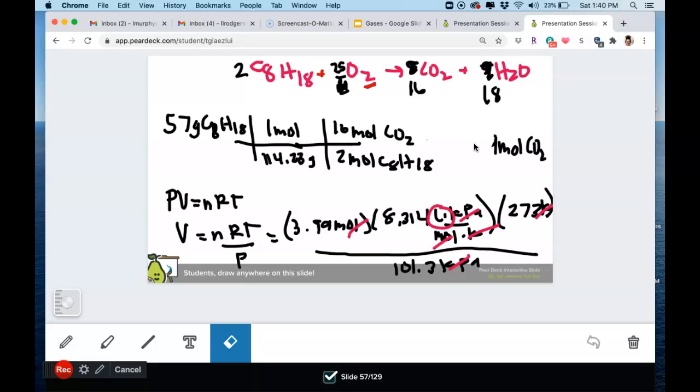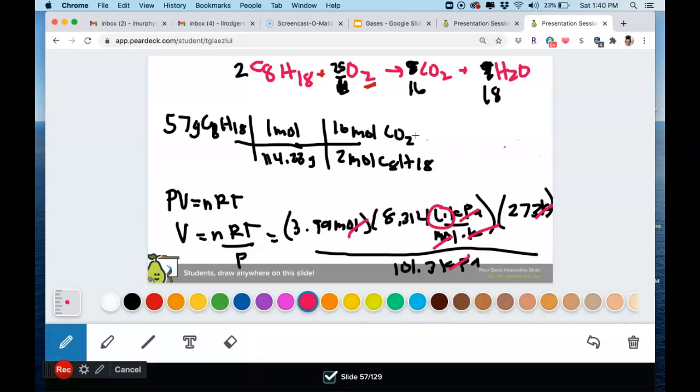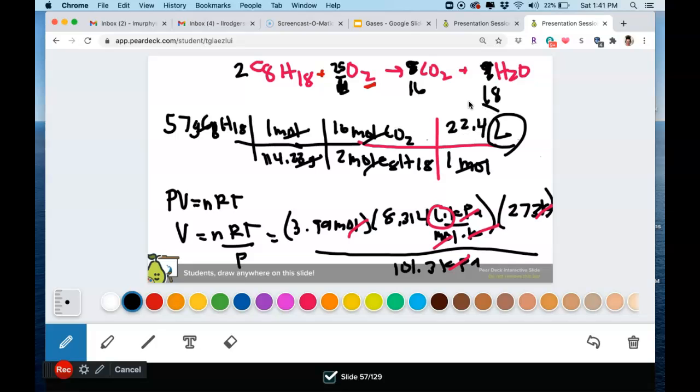Now, here is what's cool: if you are at STP, you can take this and go straight to liters. And the reason you can is that 1 mole of any gas at STP occupies 22.4 liters of space. So then look, you're left with liters, right? Grams cancel, moles cancel, liters. And this is just an alternate way to do this problem if you recognize that you're at STP. Now, you can only do this if you're at STP. Any other conditions, you would have to plug into PV equals nRT.